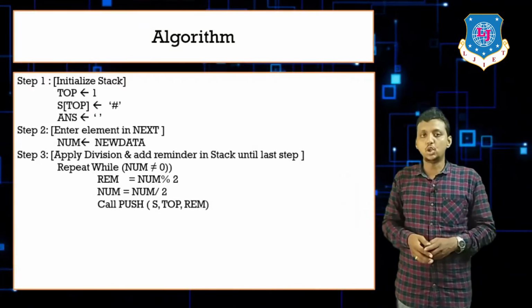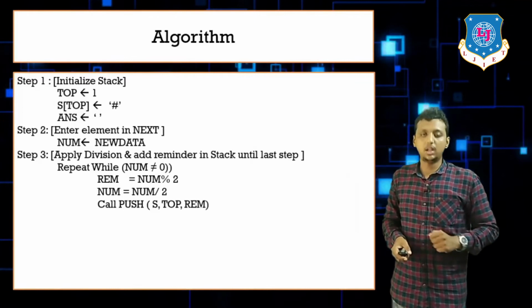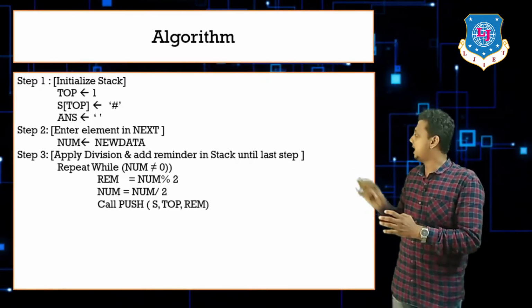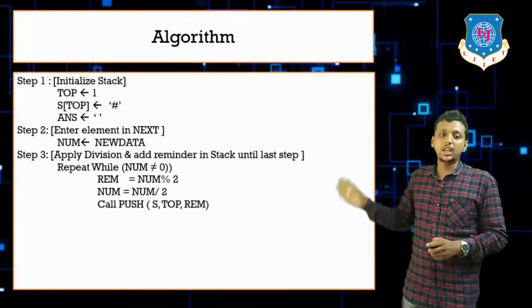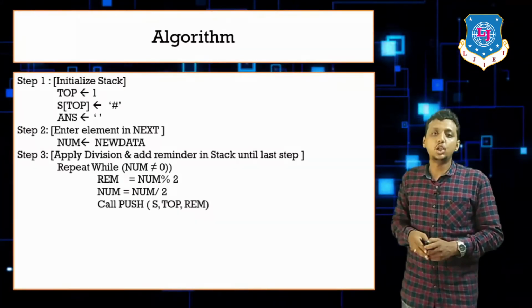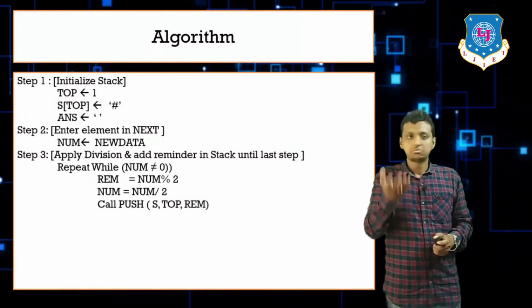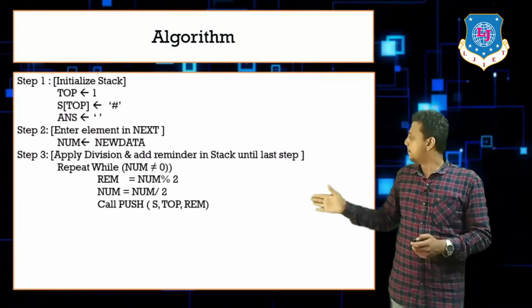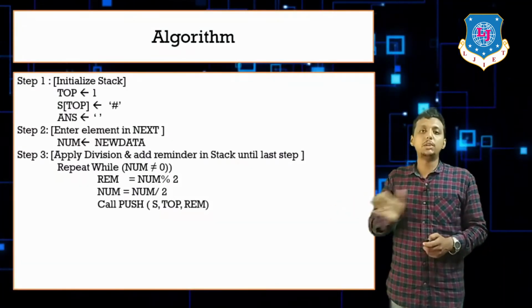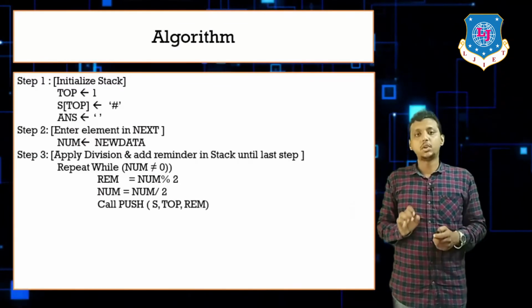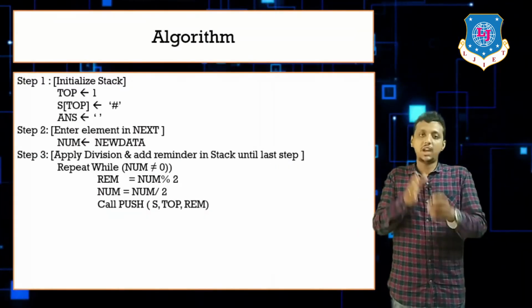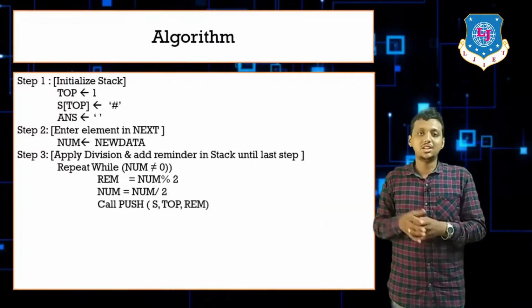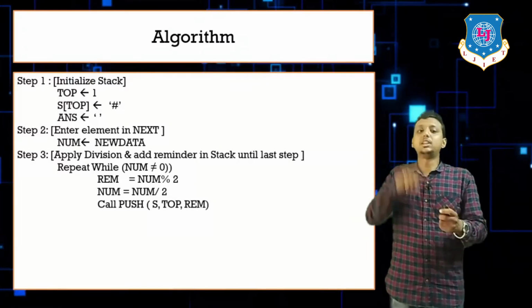How? Let me show you with the example of 12. Okay, fine. Students, first we have the 12 over here. Now remainder is equal to 12 modulo 2. It becomes 0. And number is equal to number divided by 2. It becomes 6. So what we need to do? We just need to push the remainder into the stack. So I have already pushed 0 in the stack, and repeat this process.